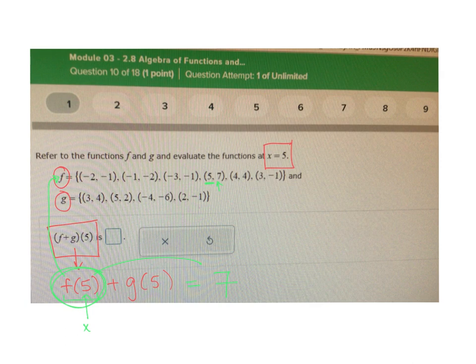Now we're going to do the same thing, but look at g, because again it says we're adding these two things together. So we're going to look at g, again looking for when the input is 5, and so I'm going to go over to g. When my input is 5, my output is 2. So then g of 5 is actually equal to 2. So then the answer to this question is going to be 7 plus 2, which is 9.